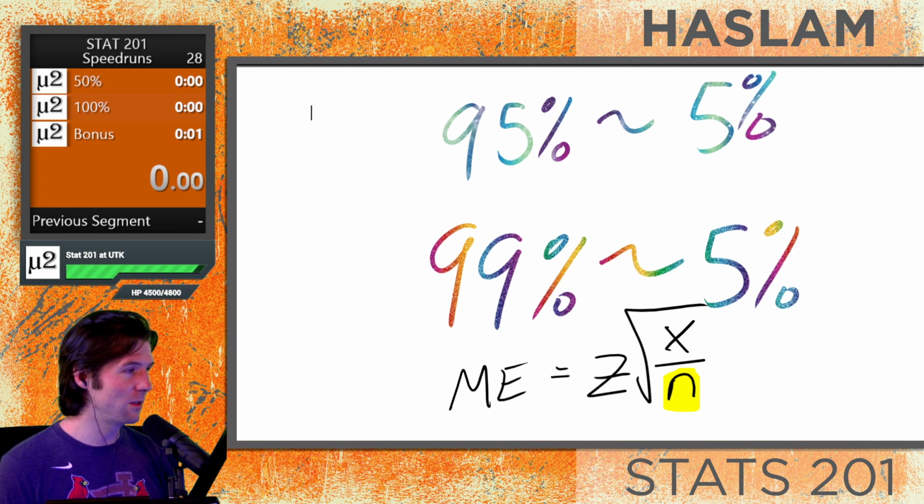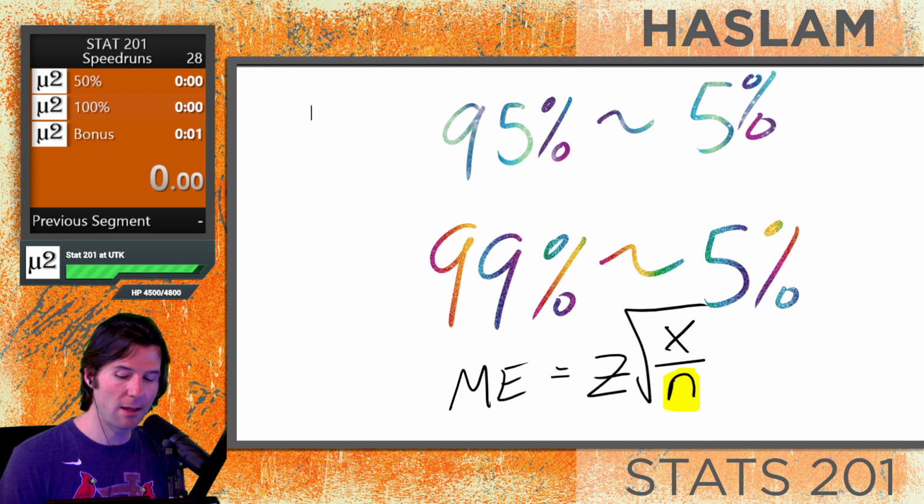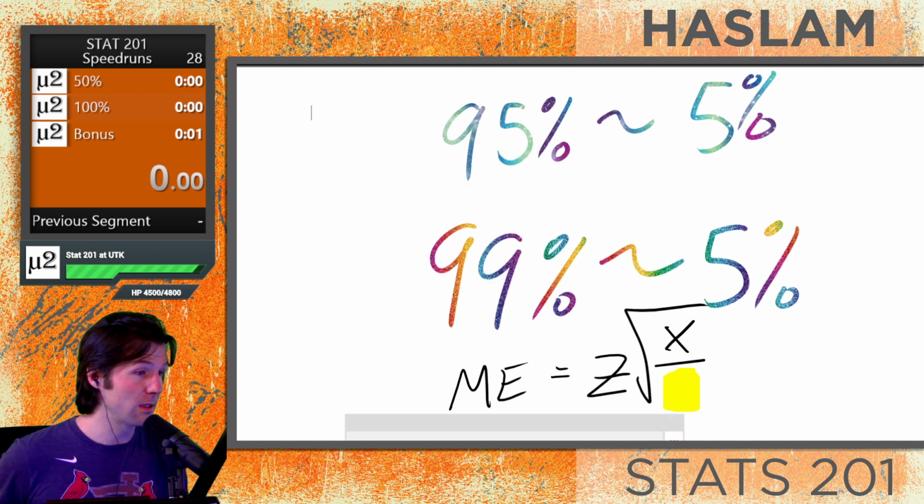What does the N do? Increasing N will make the margin of error do what? How is N connected to the margin of error? It disappears.